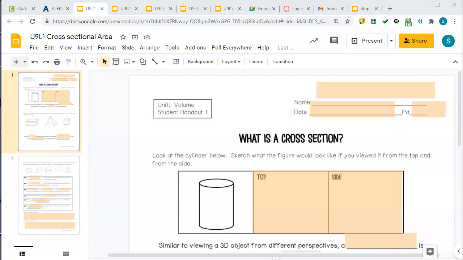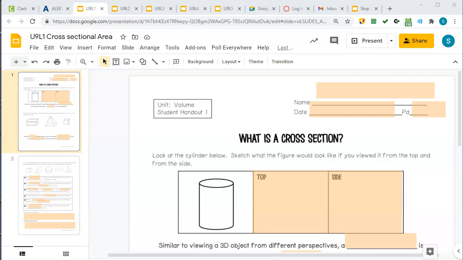Today we are starting a new unit on volume. We're going to talk a little bit about three-dimensional shapes today, then we will move on to actually calculating volumes next time. So we know several three-dimensional shapes that we've already been working with, and today we're going to be learning about cross-sections. That is when we cut a three-dimensional shape and see what that shape looks like.